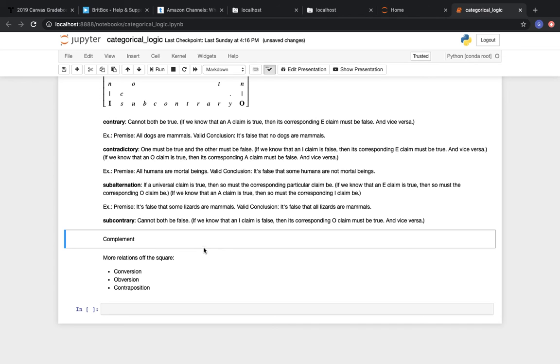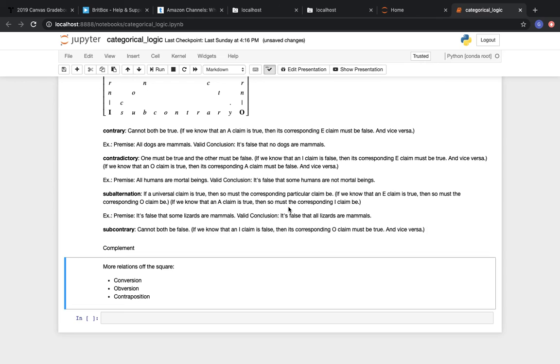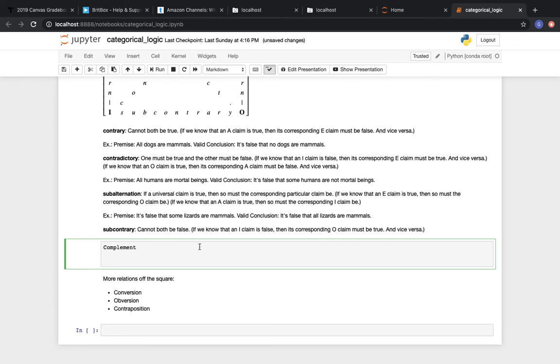Now, there's a few more relations that I want to talk about. And these relations are, as I say, off of the square, and that's because these relations do not relate corresponding claims. Okay, so now we're going to think about claims that do not correspond. And even when claims do not correspond, we can still say interesting things about their truth values if they have certain other relationships to each other. And that's what this is about. Now, most of these relationships that we'll talk about next depend on the notion of a complement. And so I want to start with that.